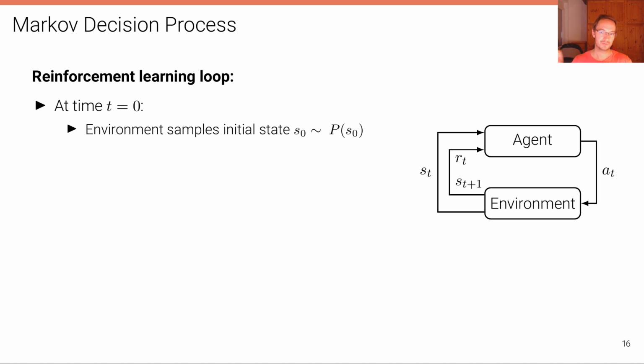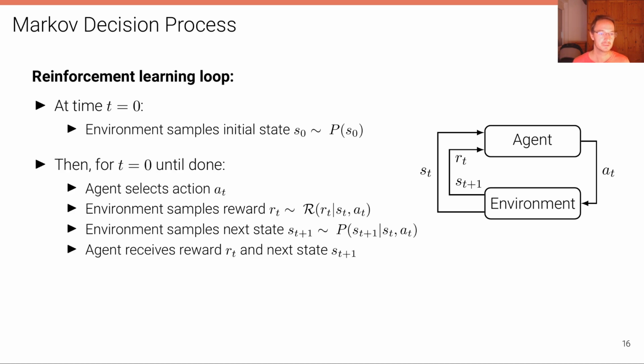Now let's come back to the reinforcement learning loop, which we have already seen, shown here on the right. And let's now look at this loop in the context of the Markov decision process that we have introduced. We start at time t equals 0, the first time step. In the first time step, the environment samples the initial state from the state distribution P of S_0. So we get the first state.